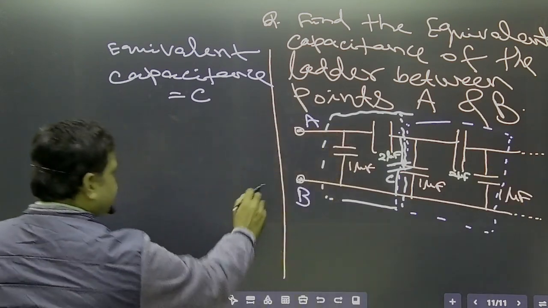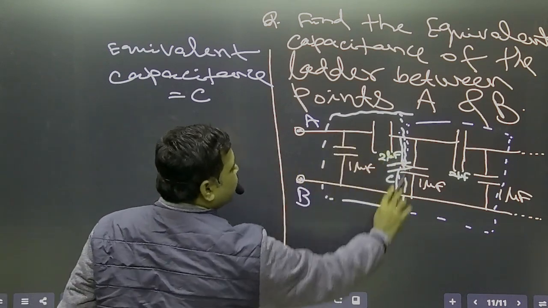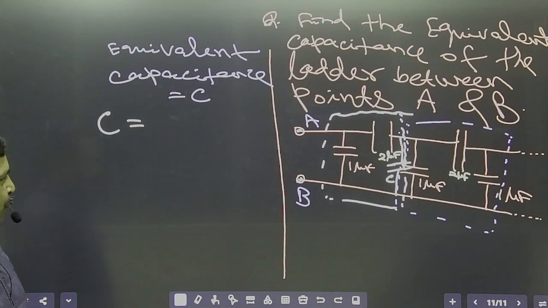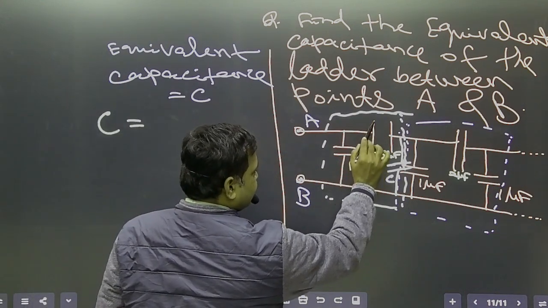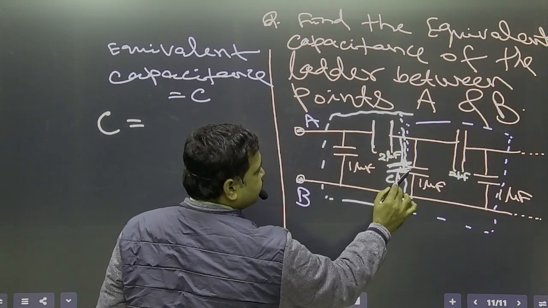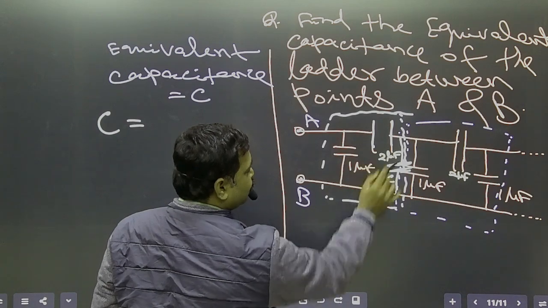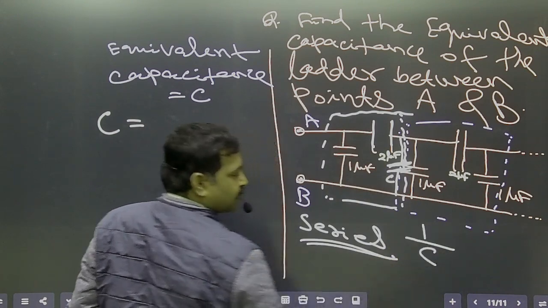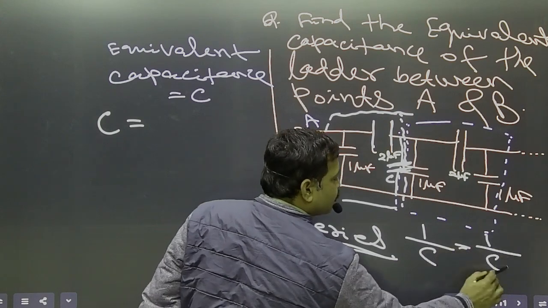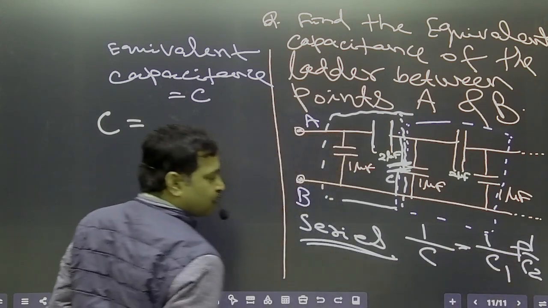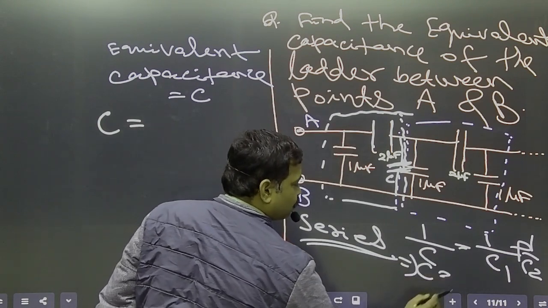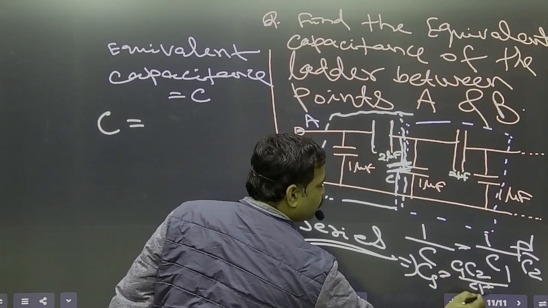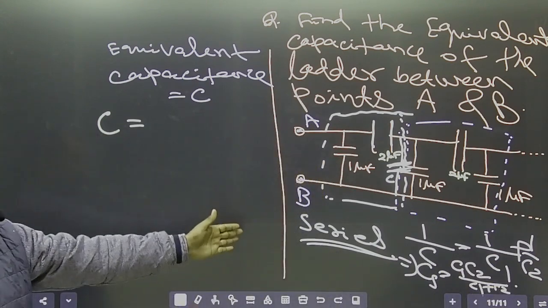Now the total capacitance of this section will be C, which will come out as follows. Here you can see this capacitance and this capacitance are in series. You know, if capacitors are in series, then the equivalent capacitance is found by 1 by C equals 1 by C1 plus 1 by C2. So C equals C1 C2 upon C1 plus C2. This is for the series connection.